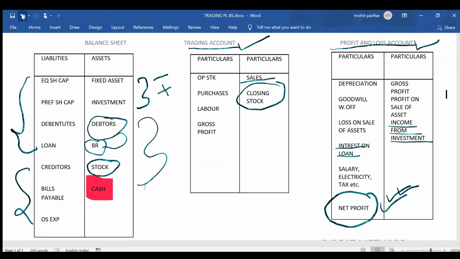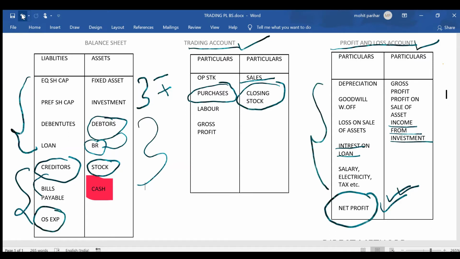And also the creditors in the balance sheet are a part of purchases, and the bills payable are to these creditors only. Also, the outstanding expenses originate from the expenses given in the profit and loss account only. That's why we can conclude that current assets and current liabilities are part of operating activities.